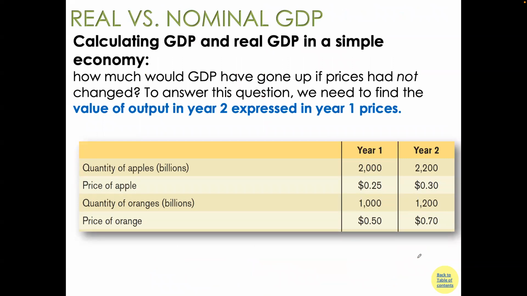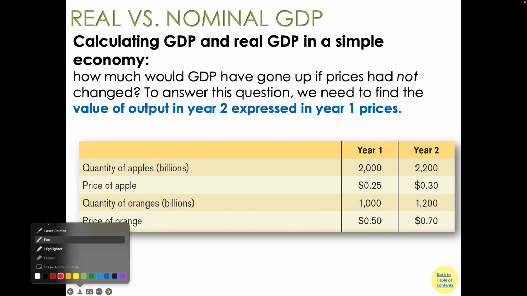Now, we have a simple economy. In this simple economy, we only produce two things: apples and oranges. There are 2 years. Not only does quantity change, price also changes. Let me erase, so I can highlight those things.